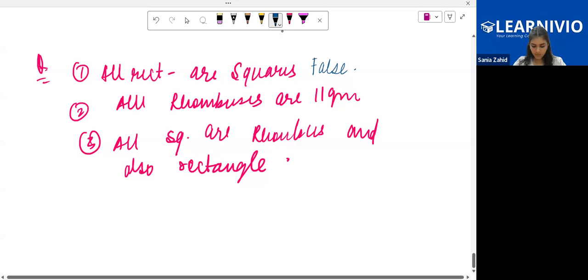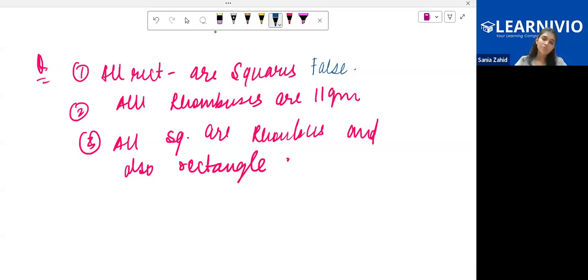Second one is true, because all rhombuses are parallelograms. In a rhombus, all the properties of a parallelogram are followed. The opposite sides are parallel and equal, and the adjacent angles are supplementary in nature. So all rhombuses are parallelograms.